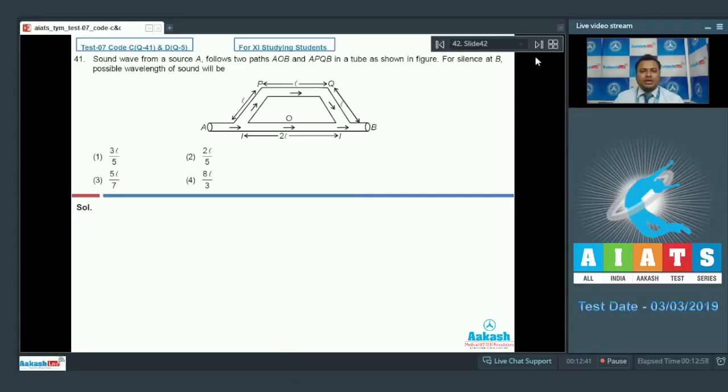So here we are having question number 41. A sound wave from a source A follows two paths AOB and APQB in a tube as shown in figure. For the silence at B, possible wavelength of sound will be what? Now, two waves are there and it is telling for silence at B. So there is the condition of a specific interference, that is destructive interference.